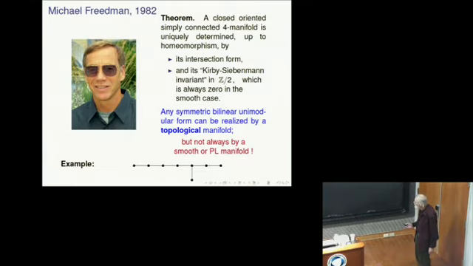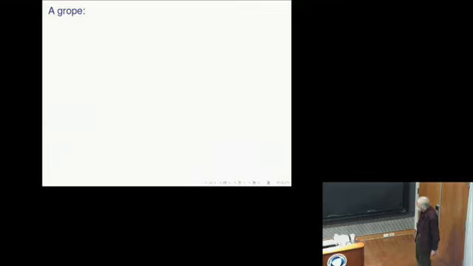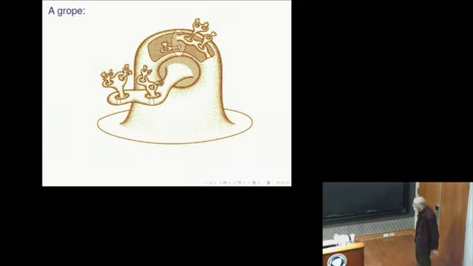And his methods were using what I consider very wild topological methods. One version of his proof is based on the concept of a grope, which is illustrated here. So this is trying to solve the analog of the Dehn's lemma problem.